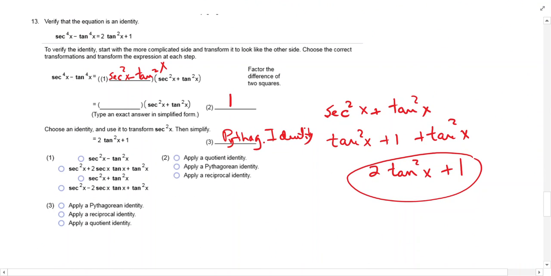13. Secant to the fourth x minus tan to the fourth x equals 2 tan squared x plus 1. All right, so over here, if we break this apart, we have secant squared minus tan squared and secant squared plus tan squared. And secant squared minus tan squared is equal to 1. So 1 goes there.